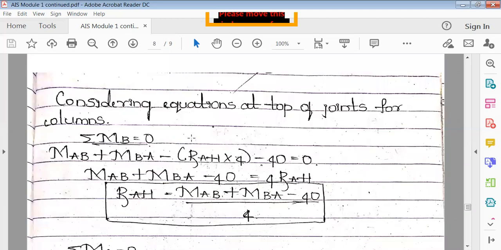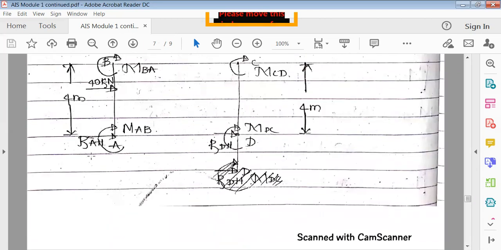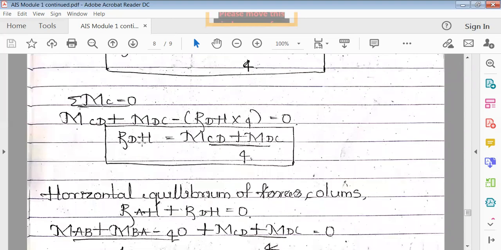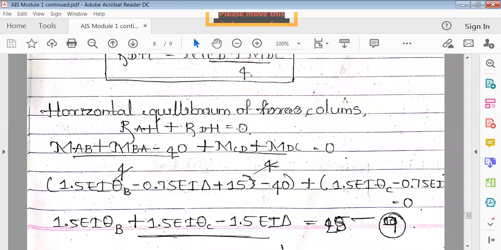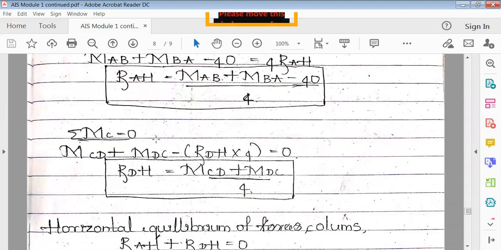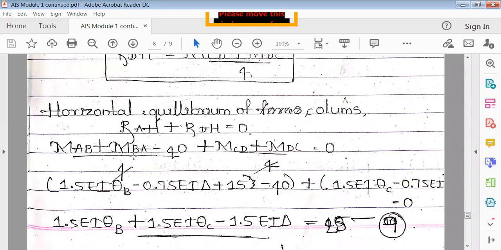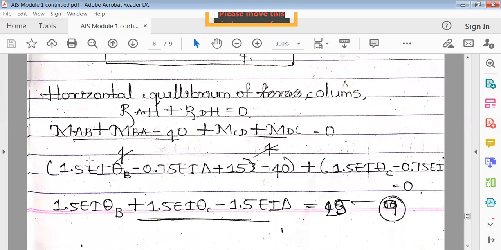Okay. Now we want to find horizontal equilibrium of the frame. So horizontal equilibrium of the frame is given by RAH plus RDH, both are only horizontal forces. Okay, RAH plus RDH is equal to 0. Okay, we've already considered 40. So what we will do here is, for RAH, substitute the value here. RAH we already calculated here. Then RDH, this portion. Okay, then you better use the brackets here. That is easy for you to cancel. So this 4 will cancel. Okay, then you're left with, now substitute MAB and MBA.